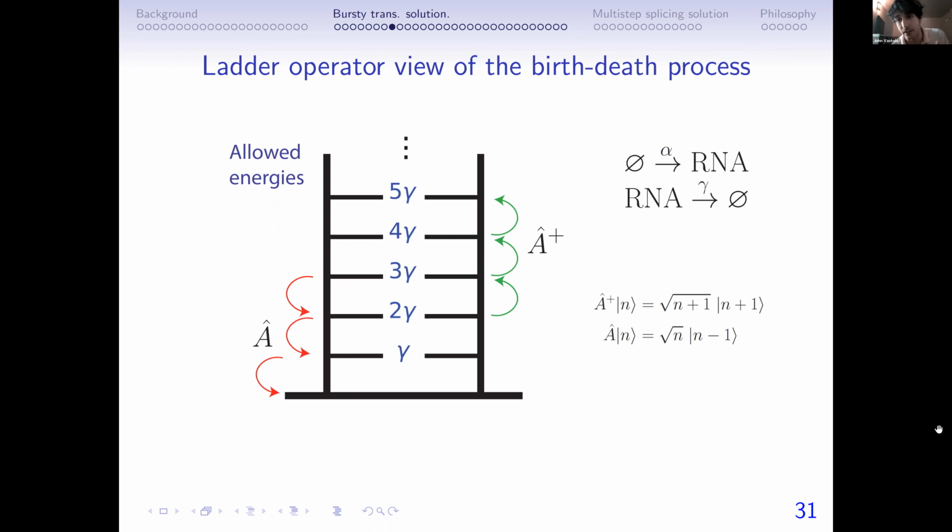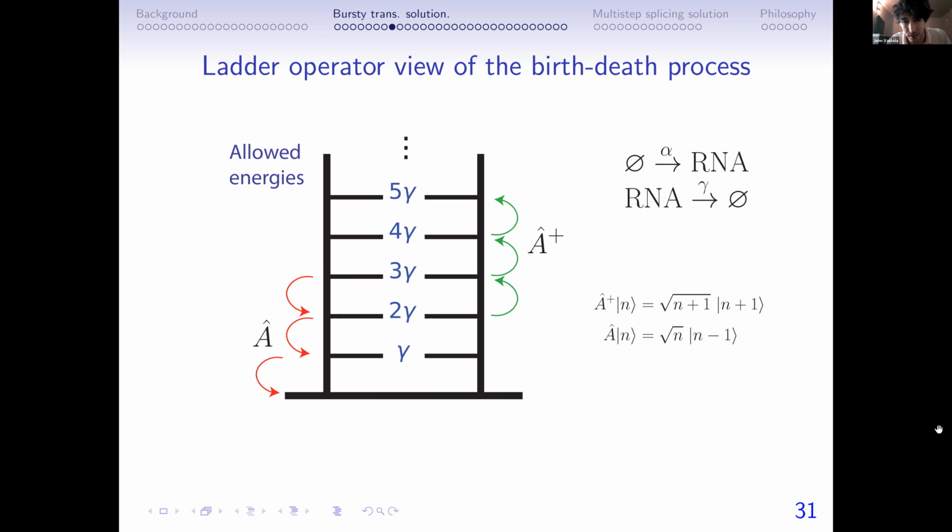It turns out that for just birth-death, if the degradation rate is gamma, the eigenvalues of this Hamiltonian operator are negative integer multiples of gamma. So there's a state with eigenvalue 0, and then gamma, and then 2 gamma, and 3 gamma, and 4 gamma, and so on. And you can combine these different eigenfunctions in order to make the full solution.